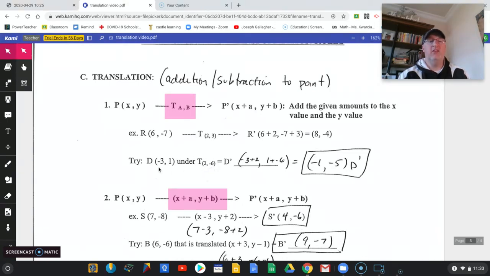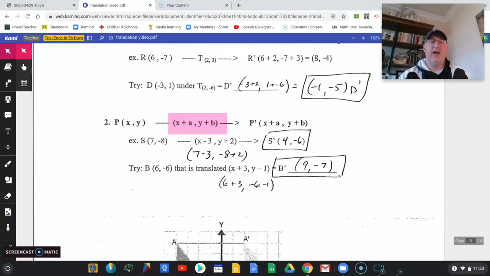Right, 2 tells me to add 2 to negative 3. So negative 3 plus 2 is negative 1. And the negative 6 tells me to go down 6. So 1 minus 6 is negative 5. D prime would be negative 1, negative 5.